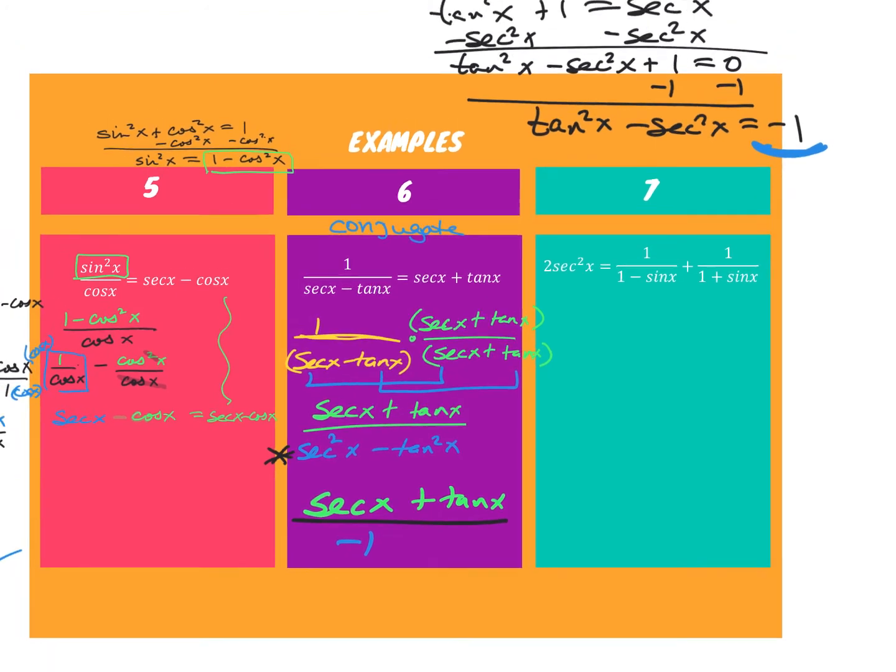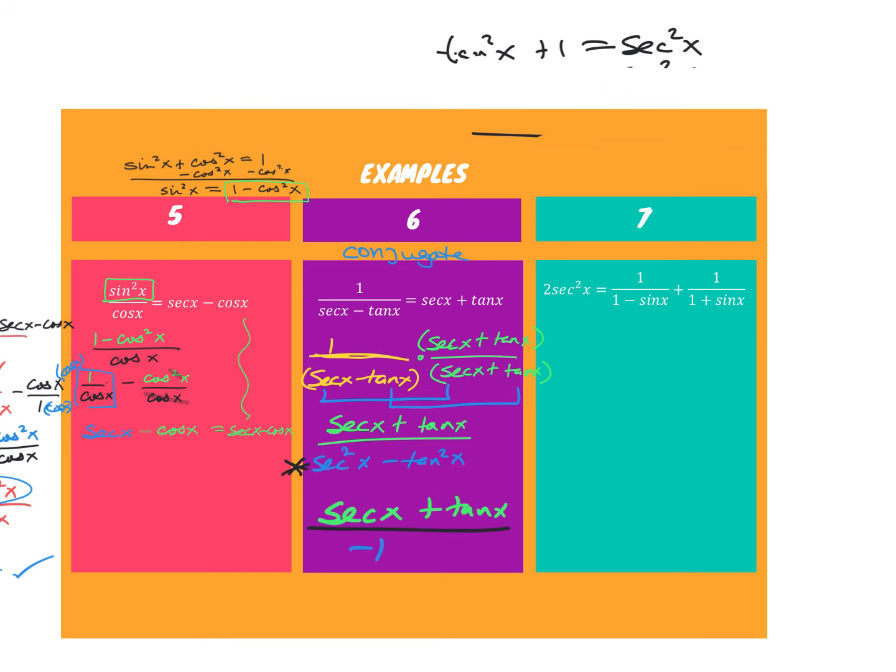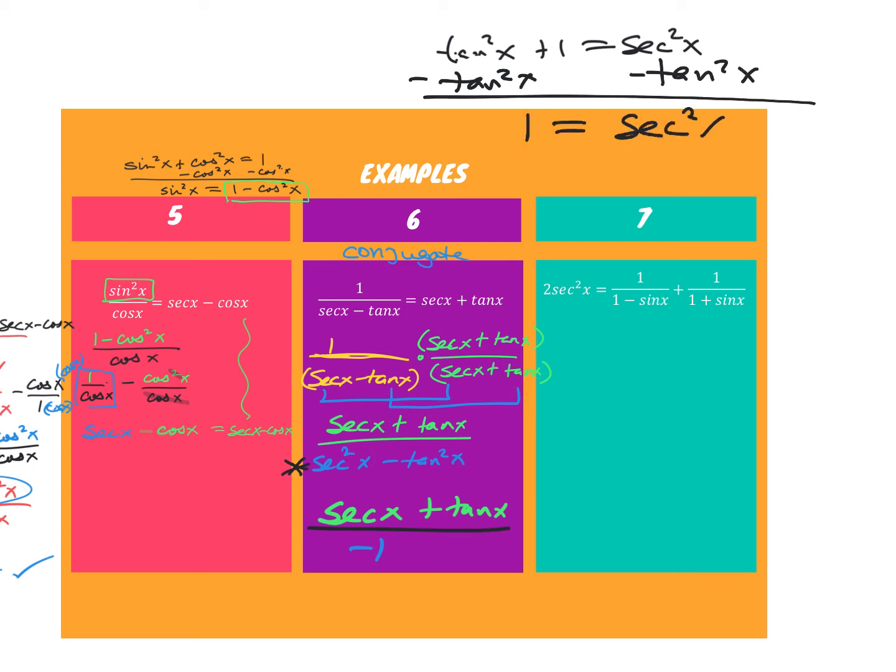Or +1. What did I do here? I did it the wrong way. Let me rearrange this again. So I needed to move tangent to the other side because it was secant minus tangent. So I needed to move tangent over. So tangent squared x, subtract it. And then I get 1 equals secant squared x minus tangent squared x.